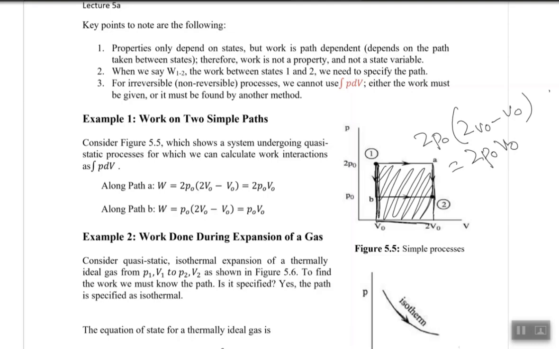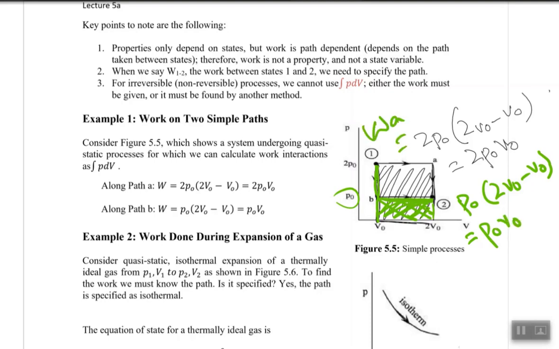On path B, the area under the curve is this much. The area under this line is 0, so obviously only on this line there would be some area. So the area under this one is again 2V naught minus V naught, multiplied by this P naught. That equals P naught V naught. That was the work done in A and that was the work done in B, if you remember.